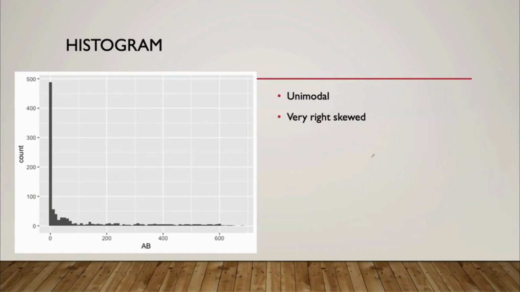The other measure of central tendency is the mode, which is the most frequent observation. Well, that is this one right here, without a doubt. I don't have to add anything up to know that that is the mode, and that is 0. The tail goes way off to the right of the distribution, so it's very right skewed.